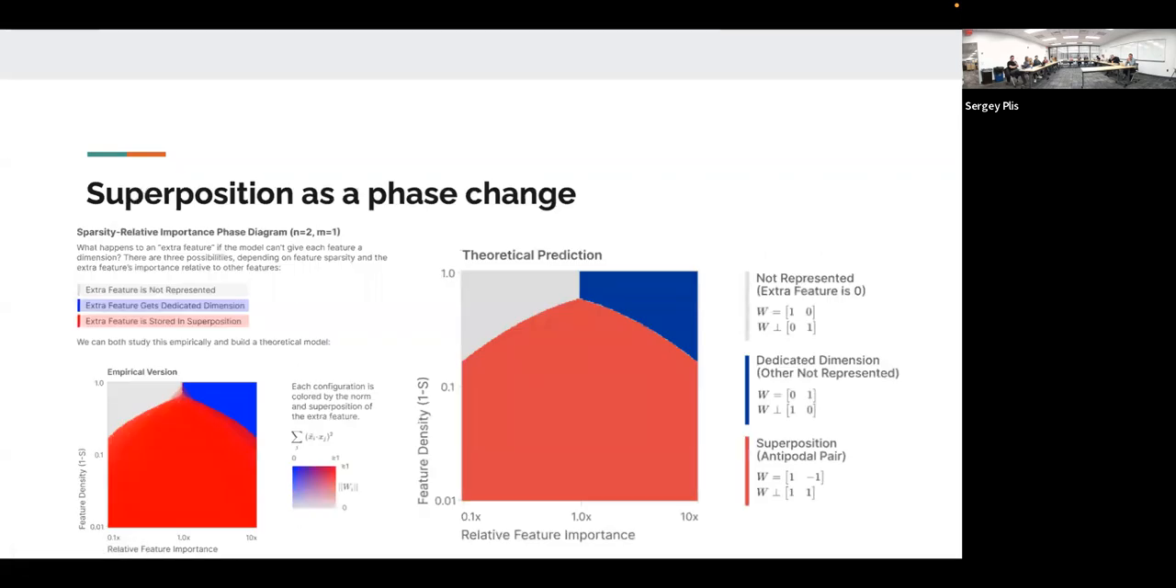Now we're going to go another step further. So we can look at this as a phase change. What they do here is X is now 2D, so we have two features and one subspace, so it's a single value. As we increase the relative feature importance, we have two features, right? Feature 1 and feature 2. If we increase the importance of feature 2, that's the x-axis, and then the density or the sparsity of the feature is on the y-axis. So we're only changing one feature. What you can see is that there's some sort of phase change where if it's really dense and not very important, it'll just not be represented because the other feature is more important. And when feature 2 gets more important than feature 1, it gets its own dedicated dimension, which means that the other feature is not represented anymore.